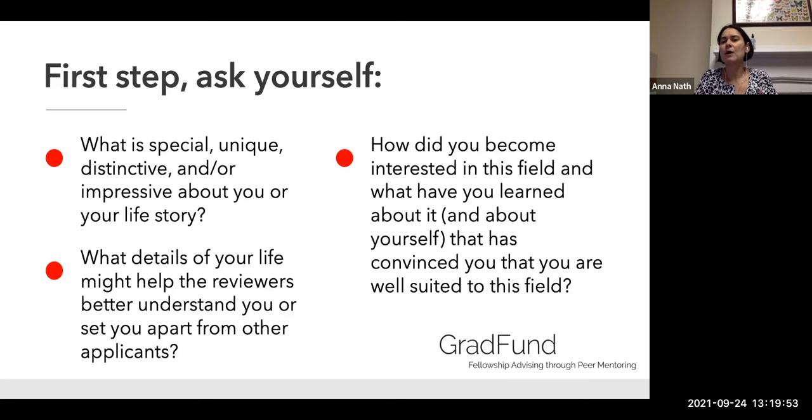So thinking about, how did I even become interested in this field? Why am I doing this, right? Will help you process this, and will help you hopefully put it in a better form on a piece of paper, to make the reviewers feel your commitment to the discipline, your excitement, and, again, your preparedness for the project ahead.